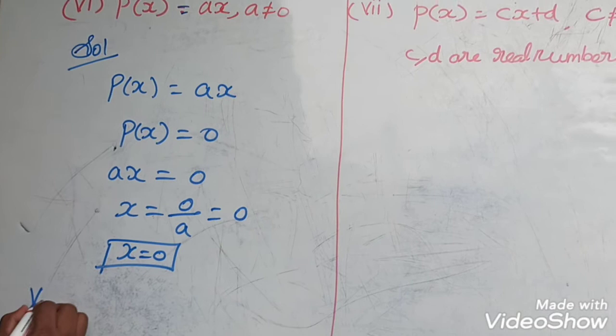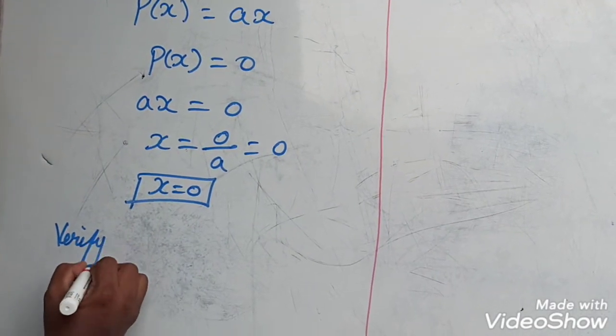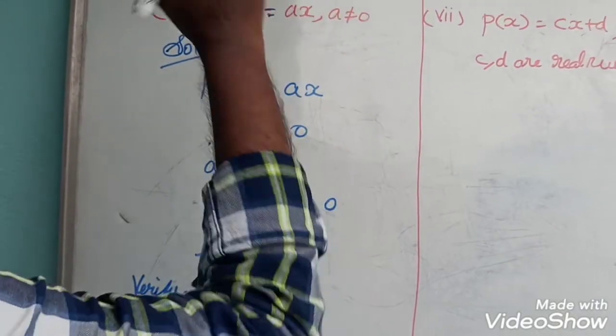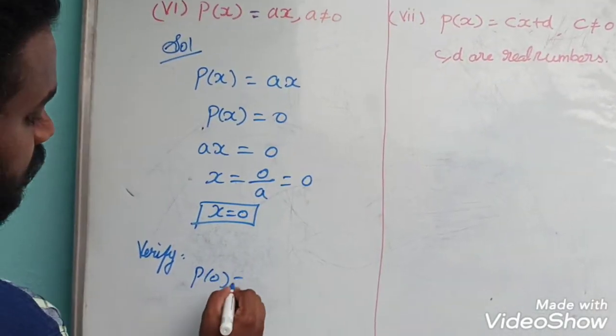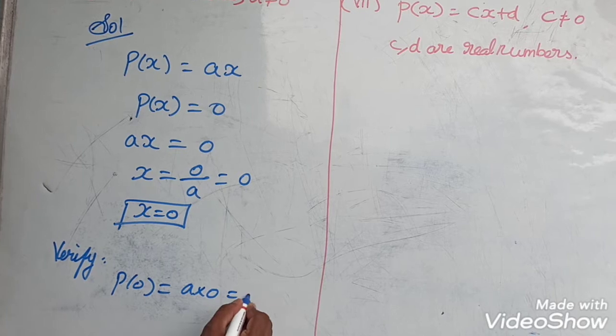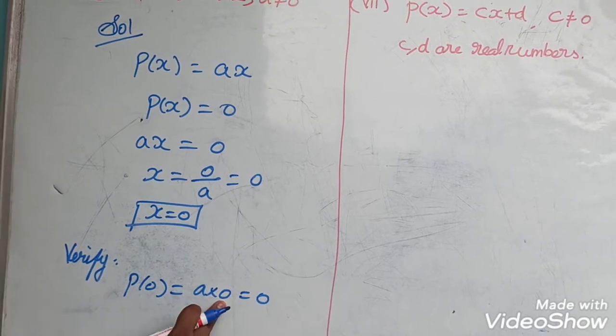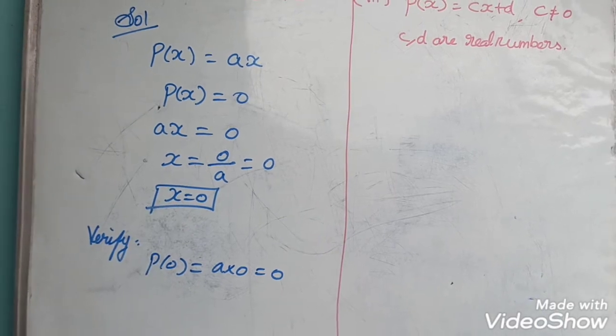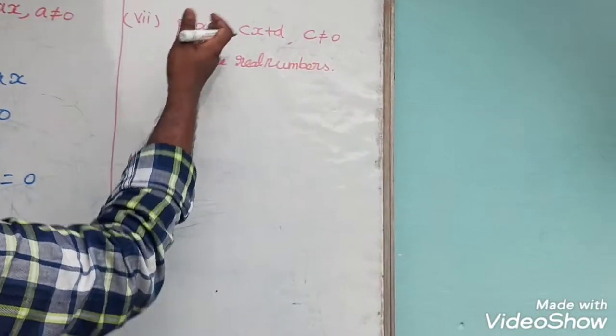So just you verify it. There is no verification needed. X becomes 0. You multiply 0 with anything, 0 only. So P of 0, a into 0, we get 0. So 0 can be multiplied with anything, you get 0. So we conclude x equal to 0 is the zero of the polynomial. The same way, move on to question number 7.